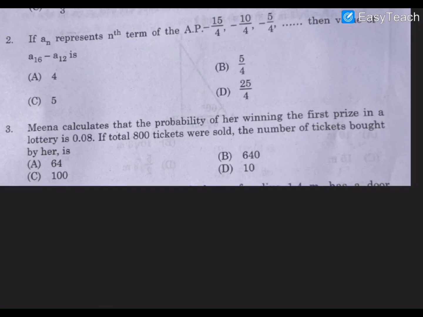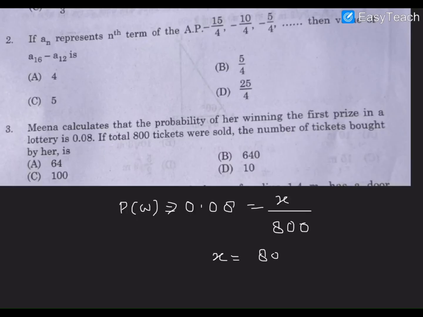Meena's probability of winning the first prize in a lottery is 0.08. So probability of winning is given to you 0.08. If the total number of tickets is X, then X by 800 will give you the probability, so the number of tickets bought by her is X is equal to 800 into 0.08, which will give you 64. So Meena bought 64 tickets. So third, option A is the correct choice. So for second C, third A.